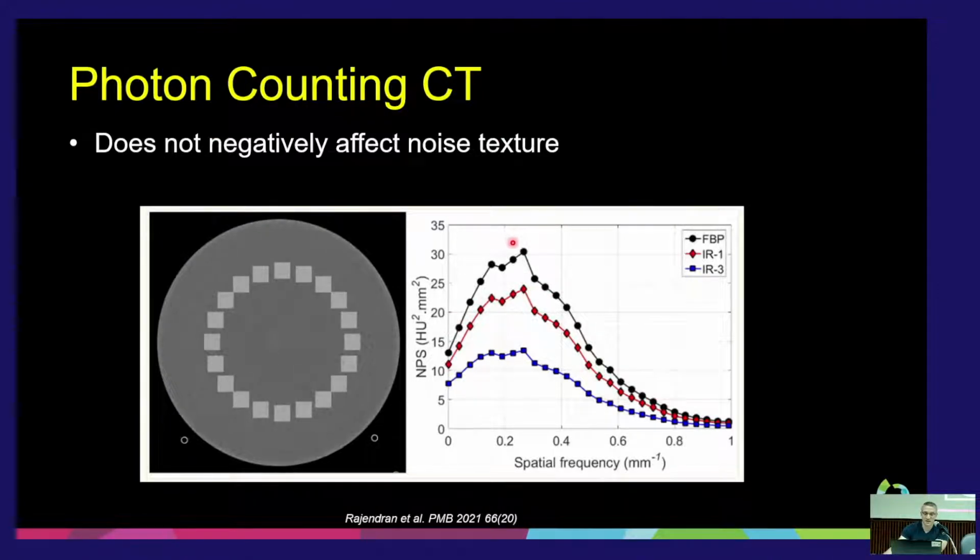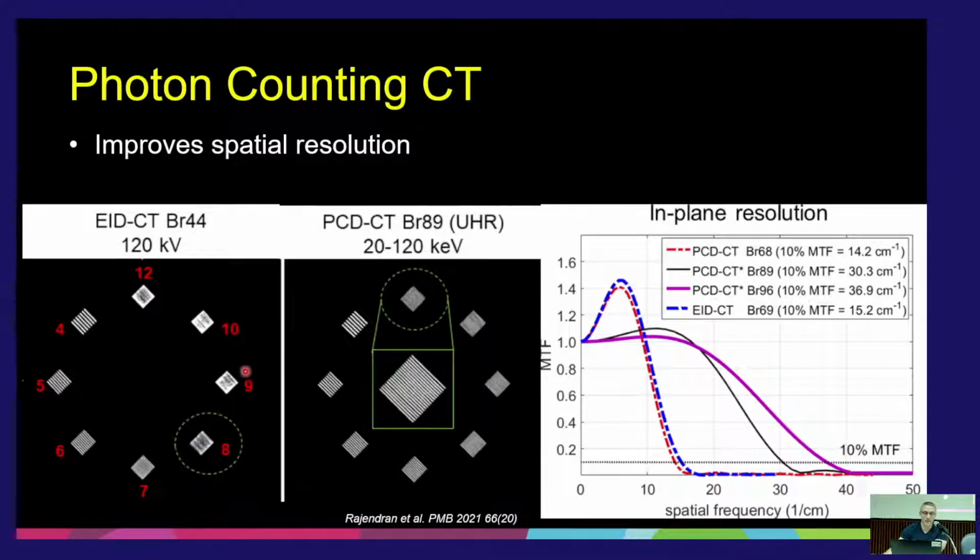Do you see how the peaks, just the curves, all align almost perfectly? Which is to say that yes, the magnitude reduces, so there's less noise when they use these iterative reconstruction techniques in conjunction with photon counting. The fact of the matter is the noise texture is largely going to stay unchanged.